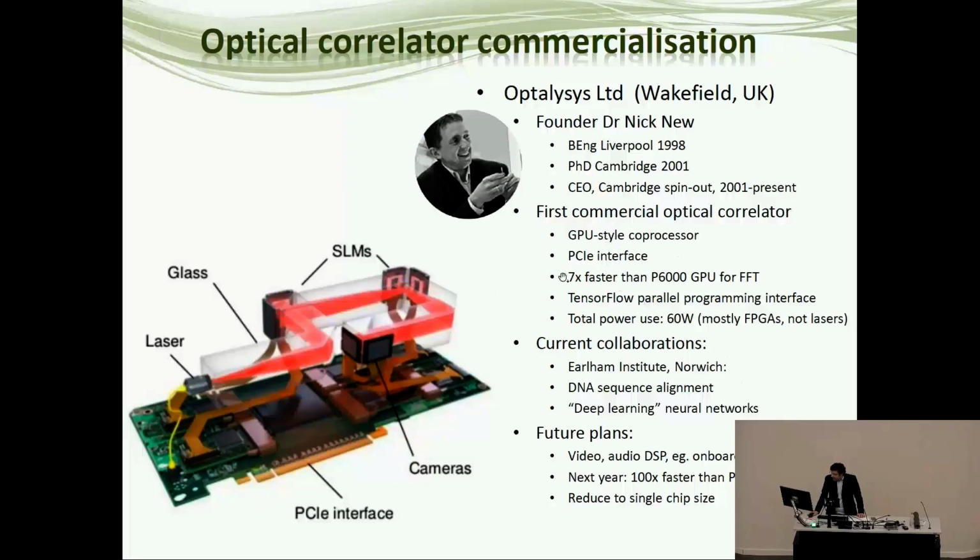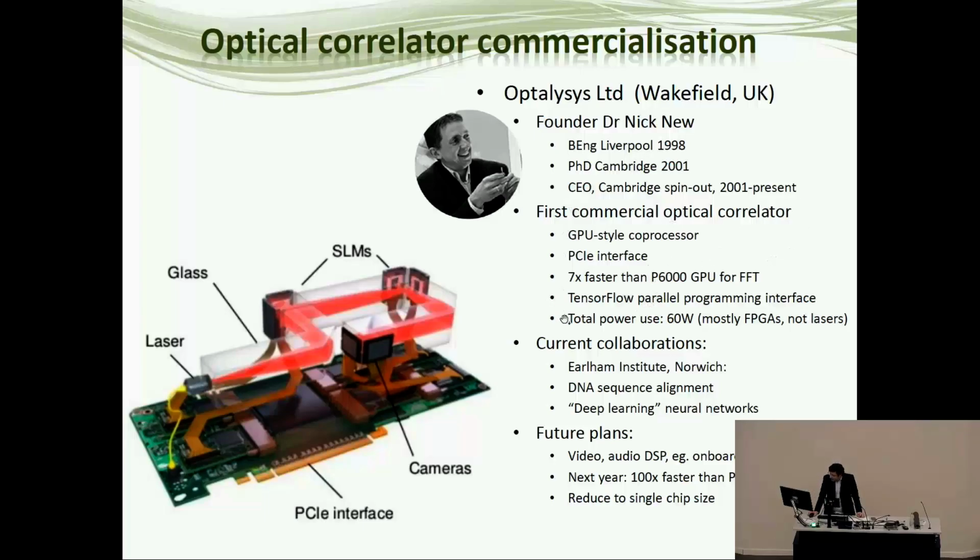Already, they claim this thing is running around 7 times faster than the GPU version. They have implemented what's called a TensorFlow interface to it. TensorFlow is one of the levels above OpenCL that is used for controlling GPUs. So you can almost take your GPU program and run it on the optical processor now.